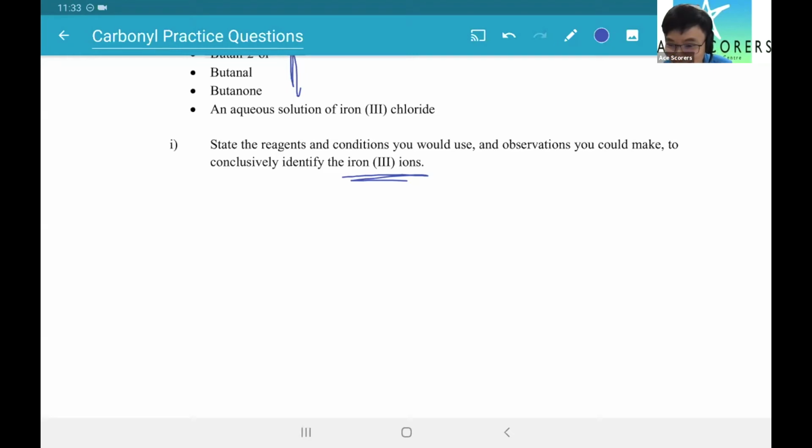Are you showing me your screen? Oh no, she's just lifting out her paper. Cannot see. I think my answer is wrong, but maybe correct. I just wrote the distinguishing test for each of the substances, then concluded the one that didn't react with any of them is iron(III). Okay, that means you're doing elimination.